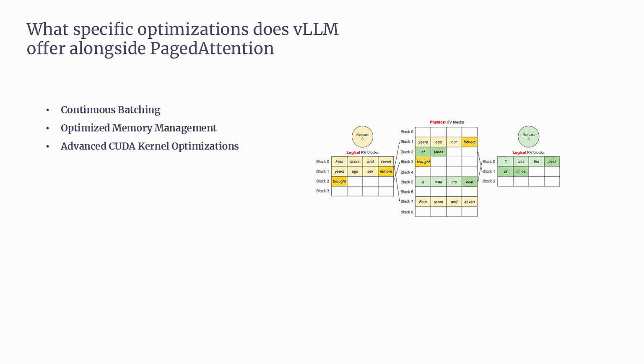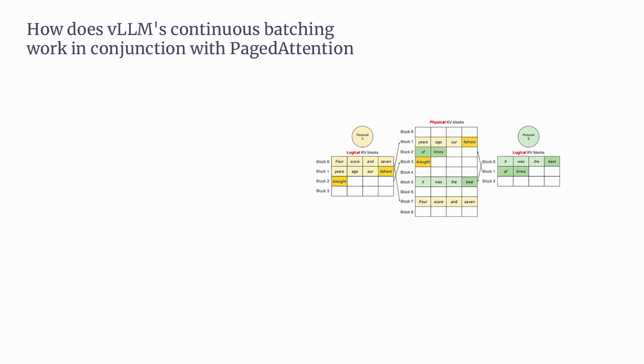Now let's break down how vLLM's continuous batching works together with the PagedAttention mechanism to optimize the inference process for large language models. This combination offers significant improvements in throughput, reduces latency, and enhances resource utilization. Here's how the two components work together.